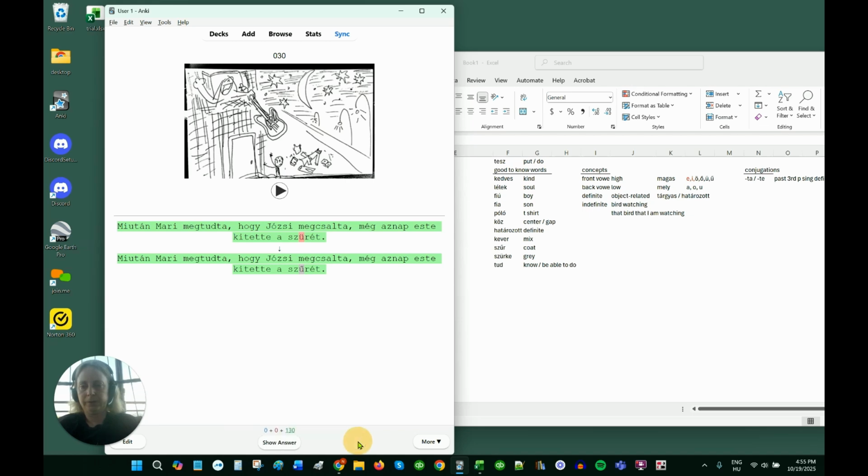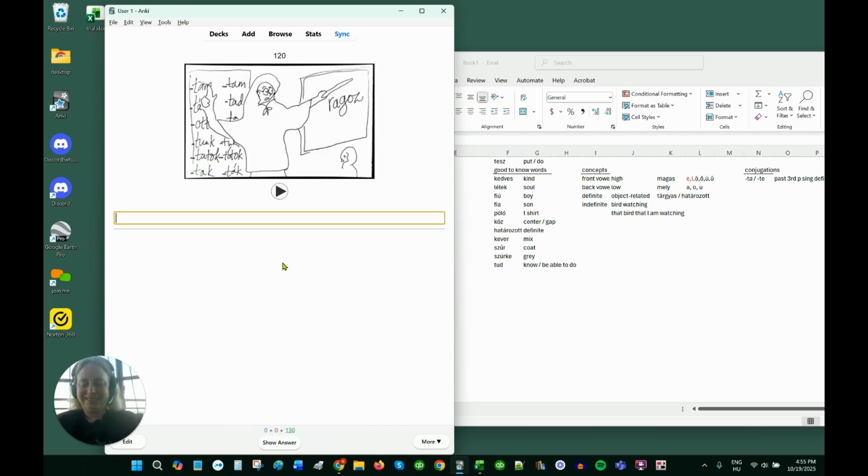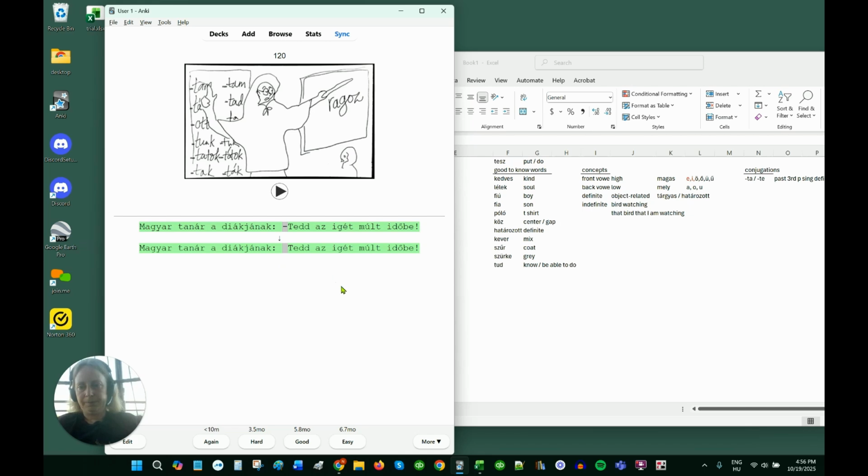All right, let's do another word. Magyar tanár, a diákjának. Tedd az igét múlt időbe. So the Hungarian teacher to his student or her student: put the verb in past tense. Magyar tanár. And let's put the exclamation mark. Yep, okay.